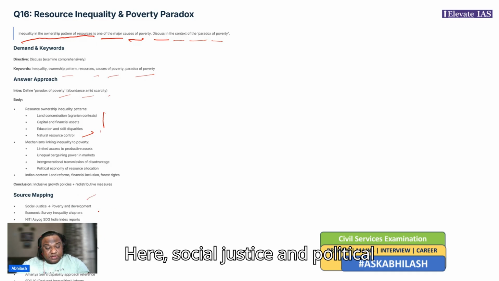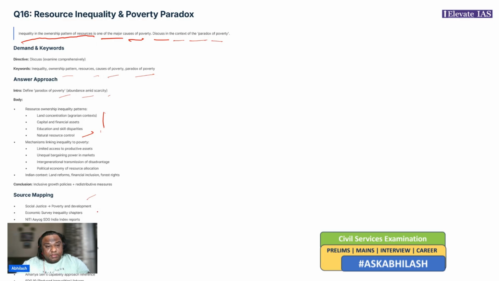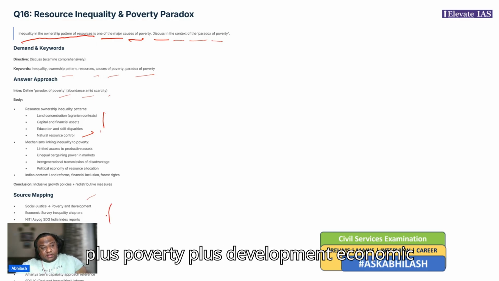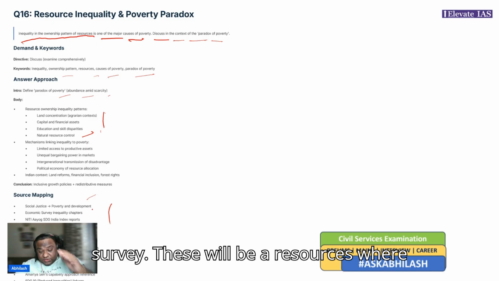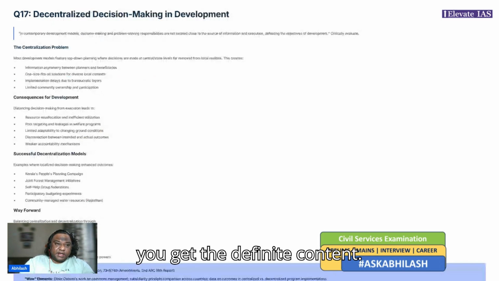Here, social justice and politics plus poverty plus development, and the Economic Survey. These will be the sources where you get the definite content.